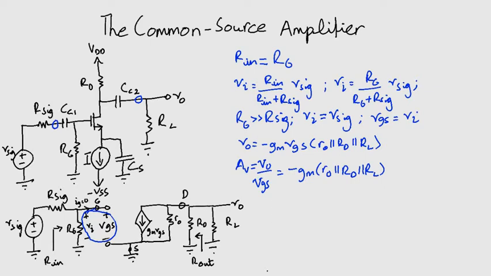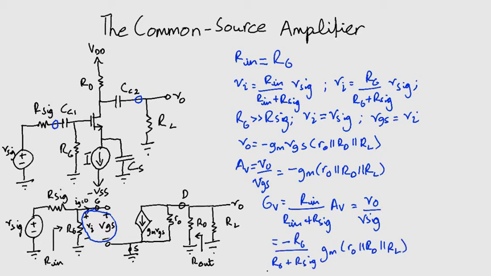and we introduce another quantity. This is the overall voltage gain. By overall, I mean that it is the gain from the signal source to the load. We can also write this as V0 over Vsig. The expression comes out to be this one.